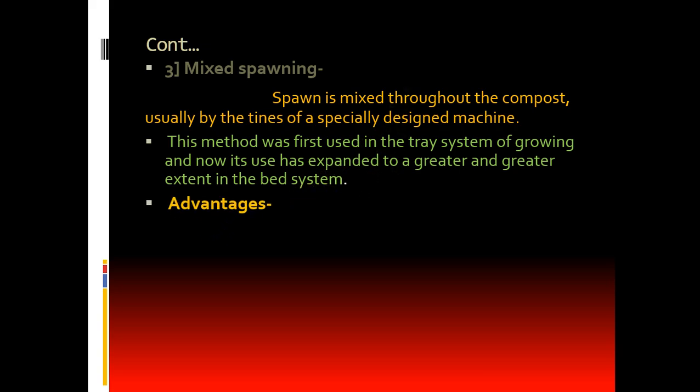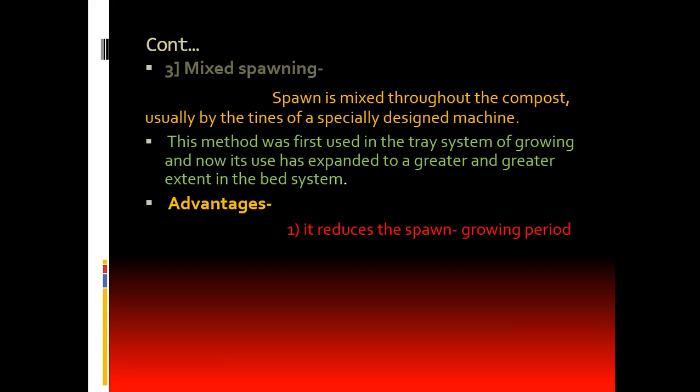Now we see the advantages of the mixed spawning method. It reduces the spawn growing period. We learned in the last method, the broadcast method, that more time is required, but in the mixed method less time is required. Why does that happen?